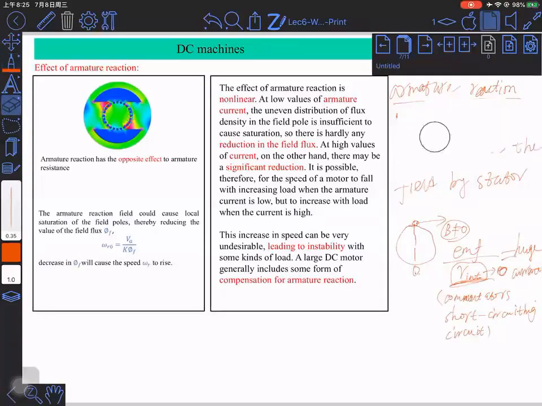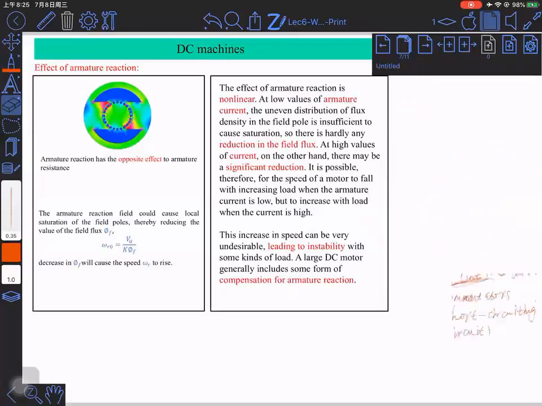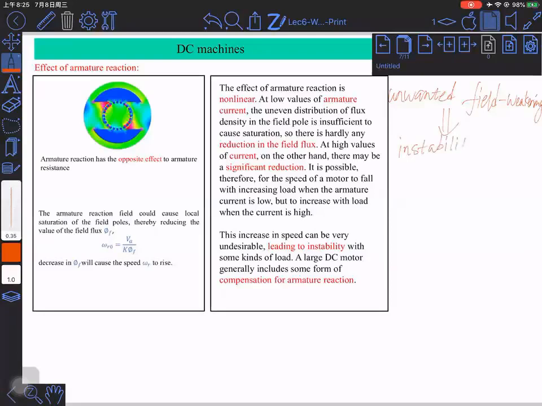This is only the first phenomenon. At this slide, we are going to look at the second phenomenon, something called unwanted field weakening. Some people also call this flux weakening. You can find both terminologies in the textbook. And this field weakening's direct consequence is instability. Let's look at the mechanism, why this happens.